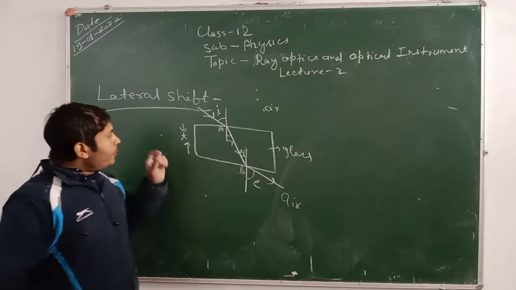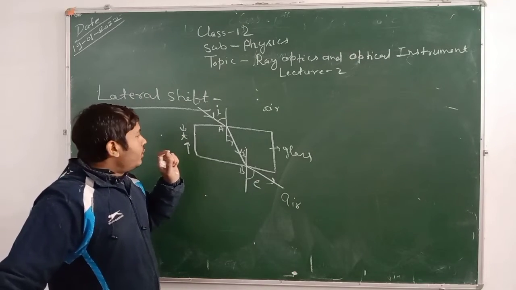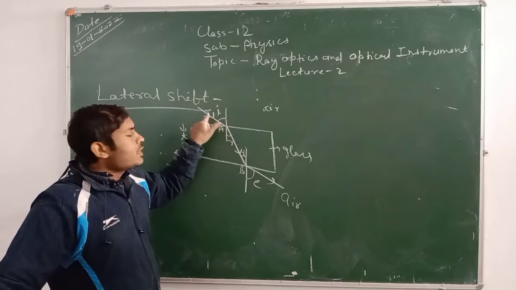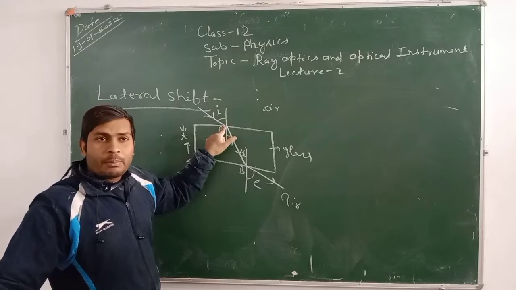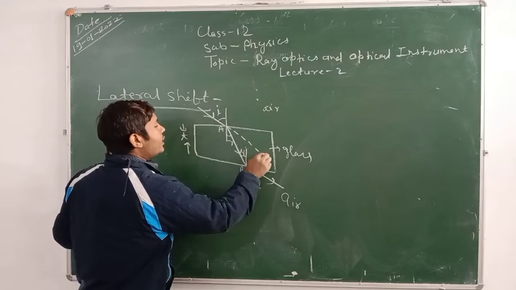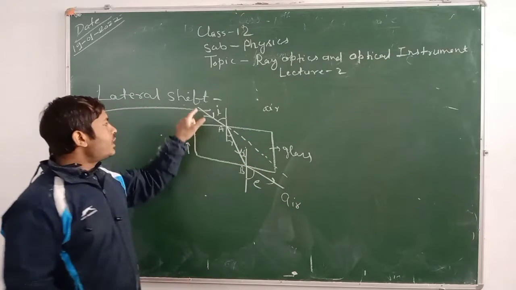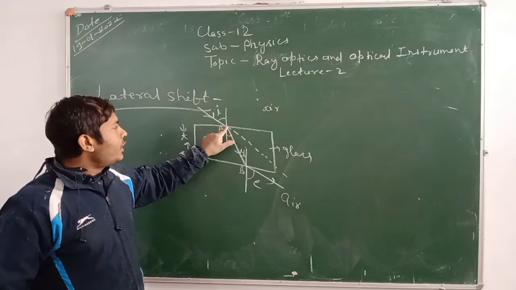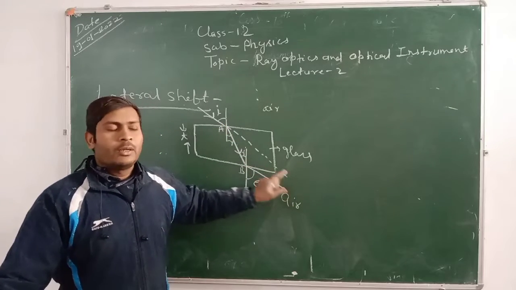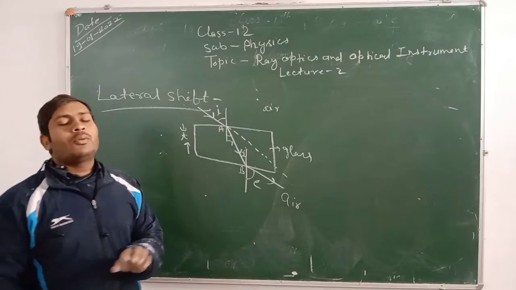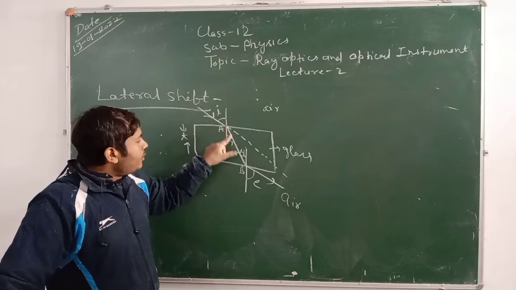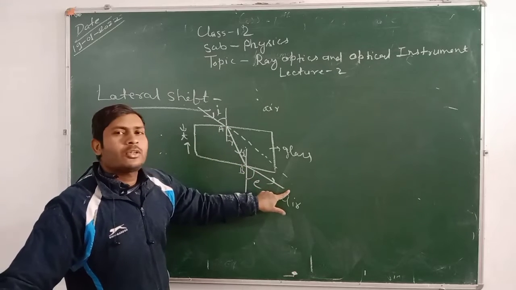Now look, if there is no rectangular glass slab in the path of this incident ray, what happens? In that case, this incident ray without deviating will follow this straight path. But since we are keeping a rectangular glass slab in the path of this incident ray, it is deviated and emerges in this direction.